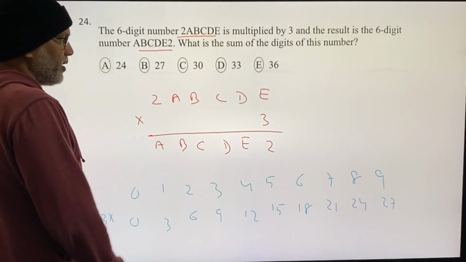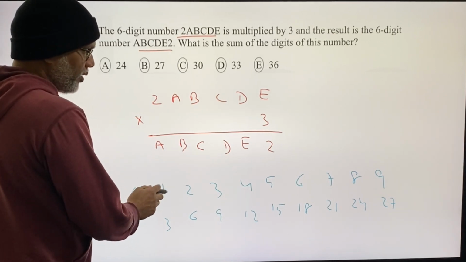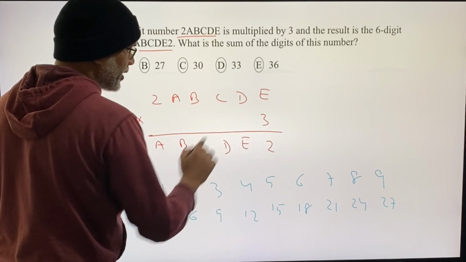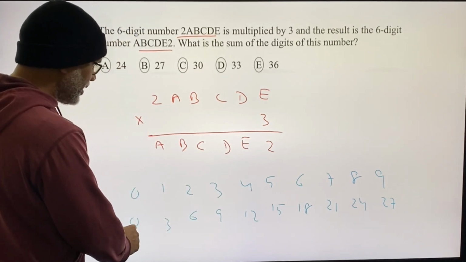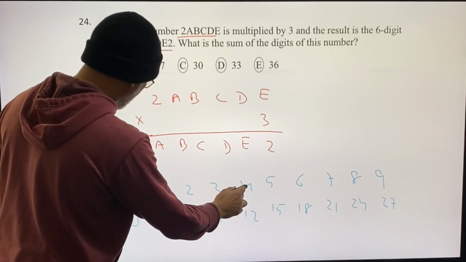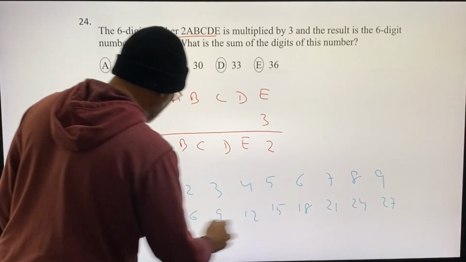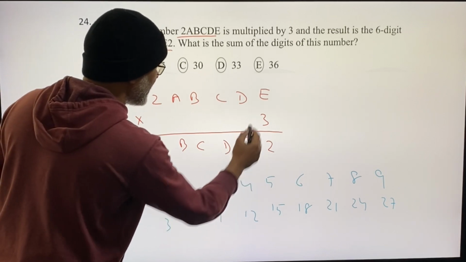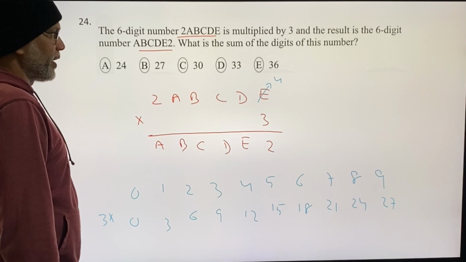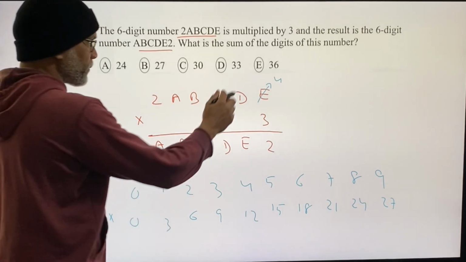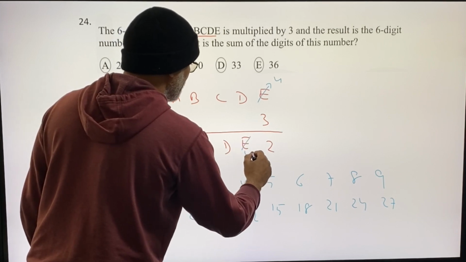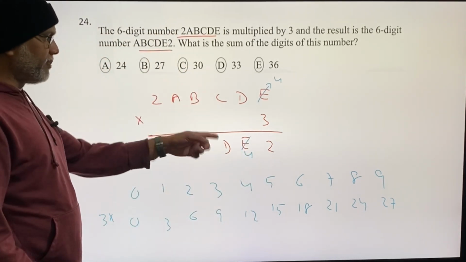All right, so I'm multiplying 3 with E and I get 2 at the unit place. The only time I get 2 at the unit place is if I multiply 3 with 4. Nowhere else do I get 2 at the unit place. Then E must be 4, right? If E is 4, so this E is also 4, right? They are the same letters.